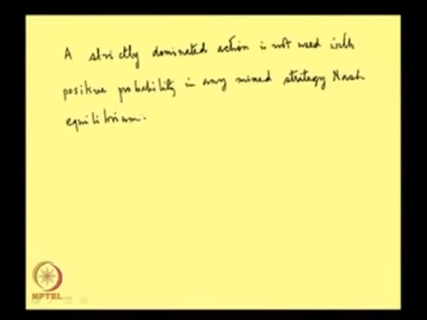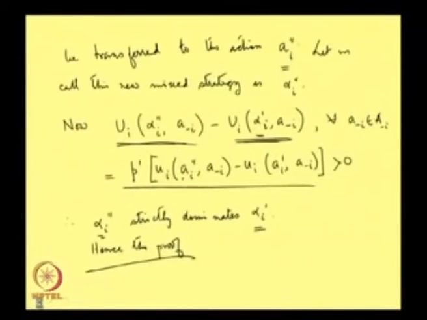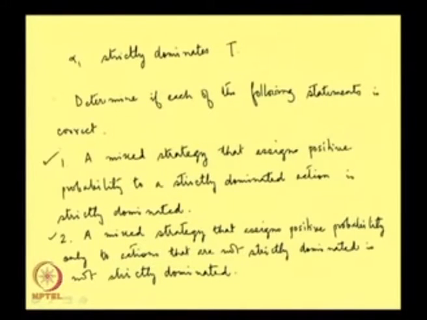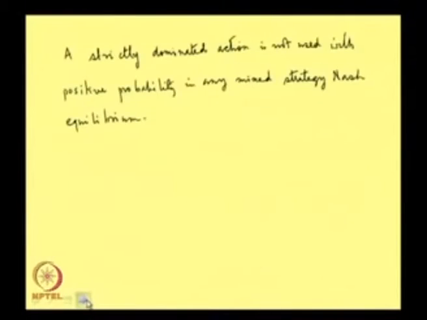So, this is a fundamental result of mixed strategies and Nash equilibrium, that if I have an action which is strictly dominated, then it is never used with positive probability in mixed strategy Nash equilibrium. This is basically coming from the first statement that we have seen before. Because a mixed strategy which is assigning positive probability to a strictly dominated action is getting strictly dominated. So, if it is getting strictly dominated, there is no reason why it should be played in Nash equilibrium. So, this is the reason why we are getting this result.